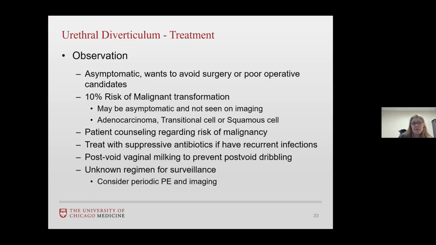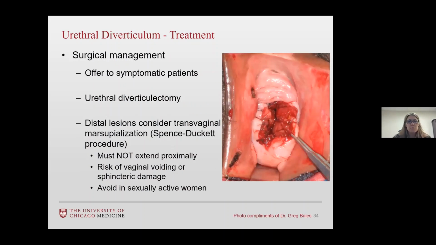If they have recurrent infections, you can treat with suppressive antibiotics. If they're having post-void dribbling, they can milk the anterior vagina to express that fluid, which will help to reduce that. There's no really known regimen for surveillance to make sure they don't develop cancer. This is a rare enough disease that, in my opinion, you just consider periodic physical exams and intermittent MRIs as well.